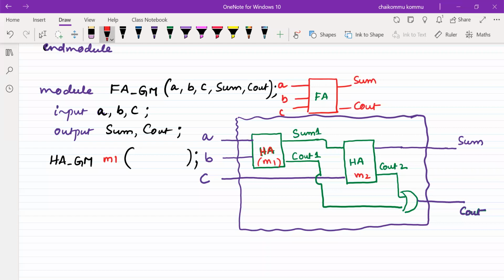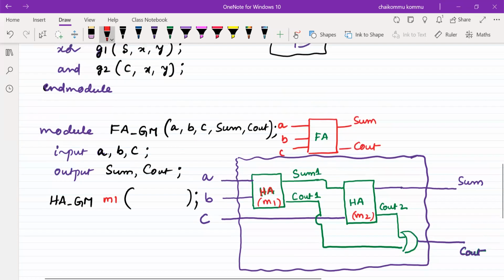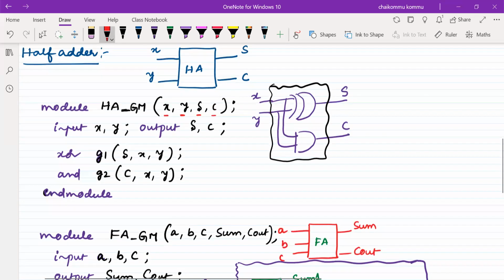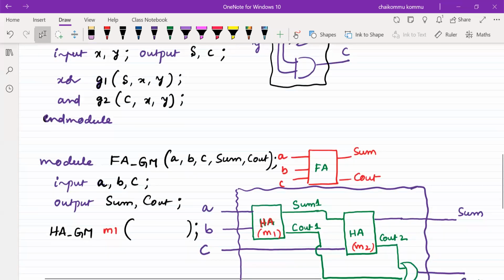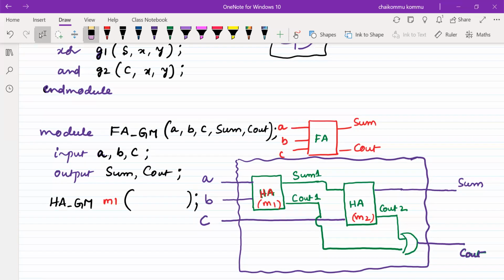This is called M2. Otherwise, if I want to write HA as my component name, you can also write it there. You can write HA directly here also. So HA I'm writing. HA is actually module number 1. HA is the name of this module.